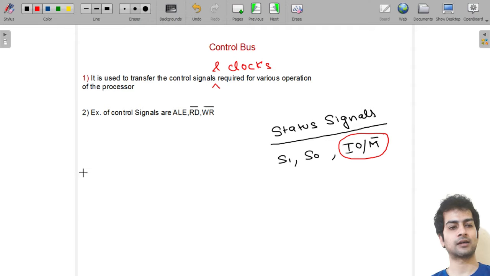Then the second confusion is whether the control bus is unidirectional or bidirectional or partially bidirectional. We get confusion here that whether the control bus is unidirectional, bidirectional or it is partially bidirectional.